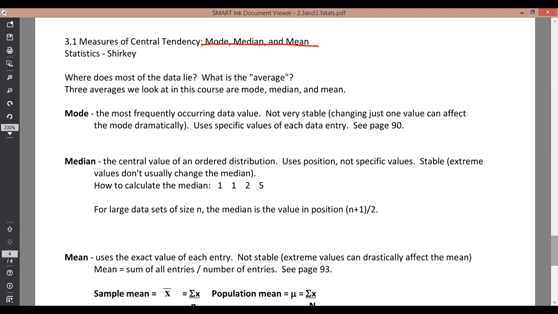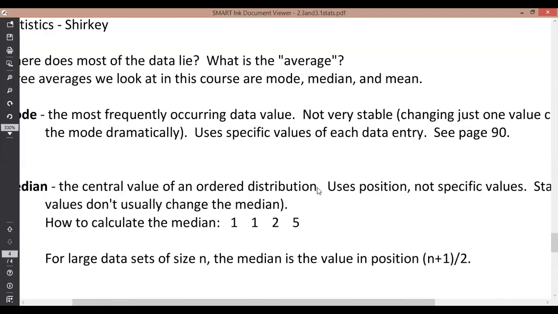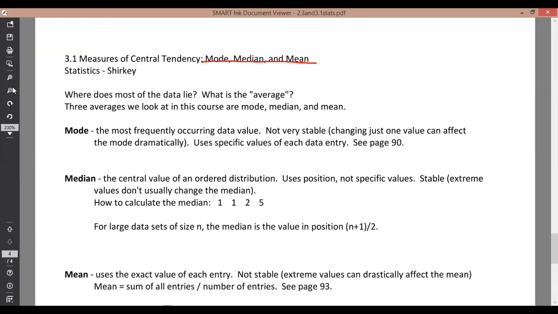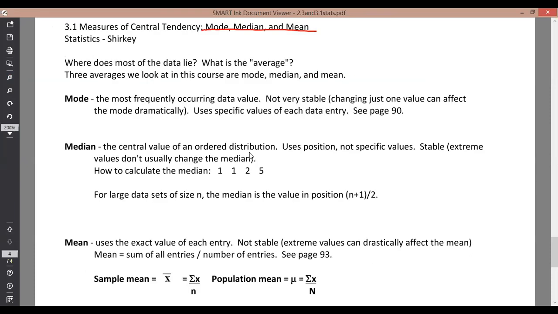So we asked ourselves, some of us, or I asked you, that's not going to work. All right. Here's what we want to know. Where does most of the data lie? What is the average, in quote marks? Because there are different ways to find an average. The 3 averages we're going to look at are mode, median, and mean.